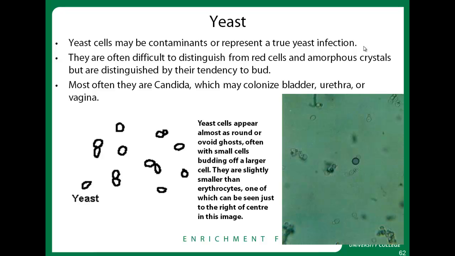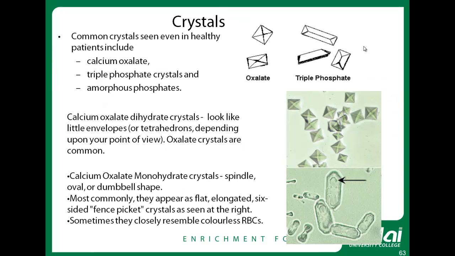Yeast cells may be contaminants or represent a true yeast infection. They are often difficult to distinguish from red cells and amorphous crystals, but are distinguished by their tendency to bud. Most often, they are Candida, which may colonize the bladder, urethra, or vagina. These cells appear round or ovoid, often with small cells budding off a larger cell. They are slightly smaller than erythrocytes, one of which can be seen to the right of center in this image.